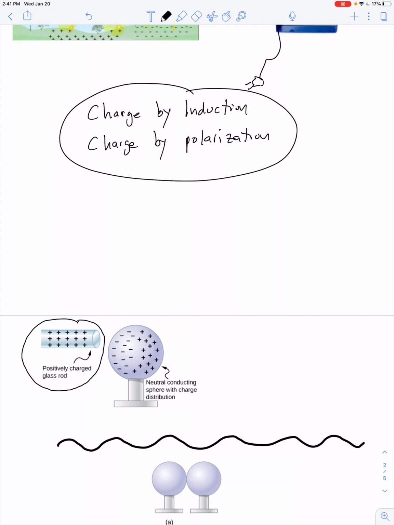If you bring it near a conductor, a neutral metal sphere, then that sphere will become polarized. The free electrons will have an affinity to the positively charged rod, and therefore those free electrons will flow across the surface and accumulate on the left side of the sphere, leaving you with positive charge on the right side of the sphere. So there's a dividing line, right? The left side is negative, the right side is positive, and we now say that the sphere is charged by polarization.